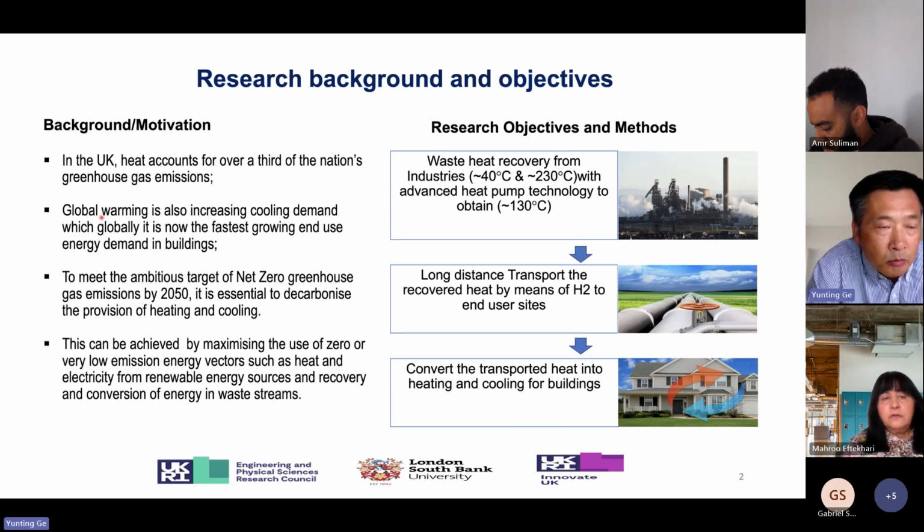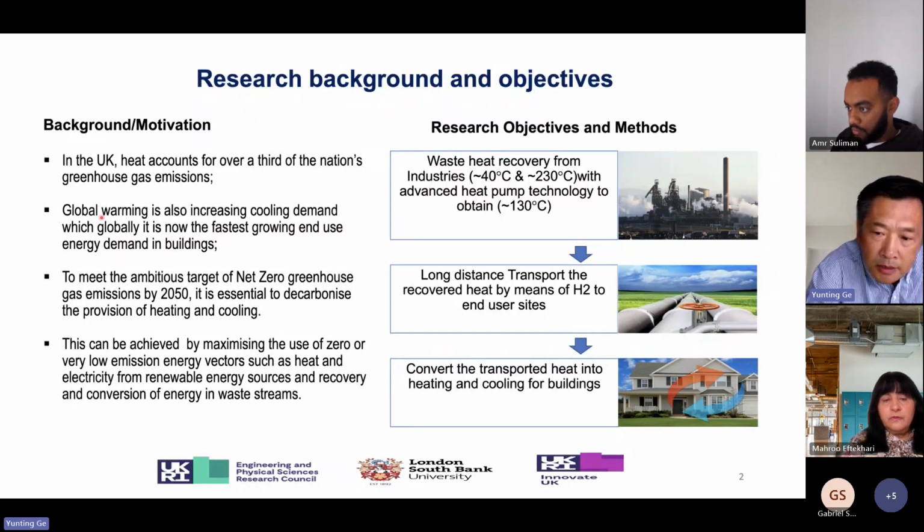So for the background or motivations of this project, as we know in the UK, heat accounts for about 1/3 of the nation's greenhouse gas emissions. Also, because of global warming, cooling demand is increasing gradually, and it is now the fastest growing end-use energy demand in buildings. So to meet the government's ambitious target of net zero greenhouse emission by 2050, it is essential to decarbonize the energy provision of heating and cooling.